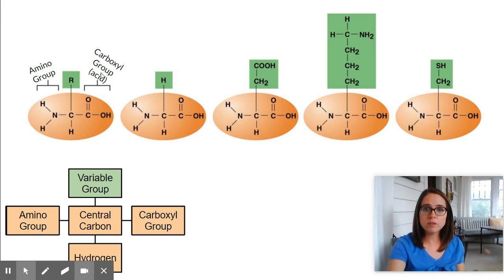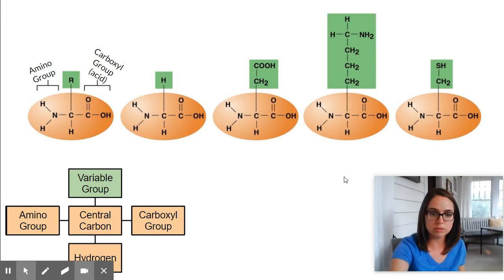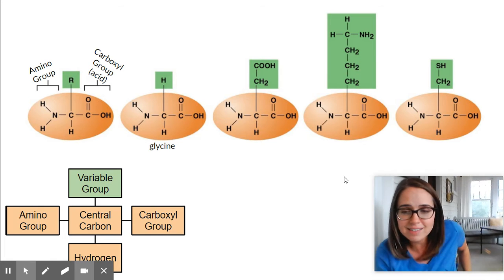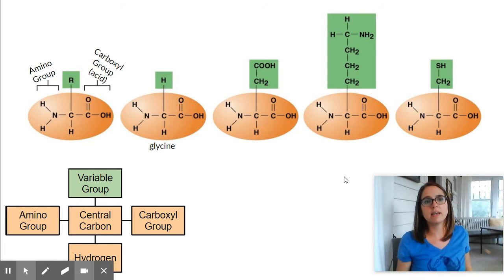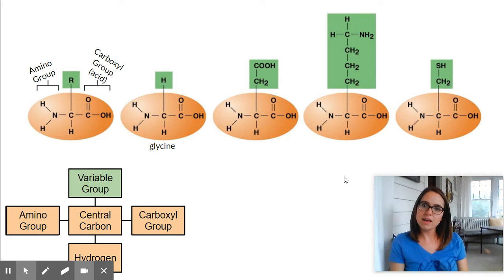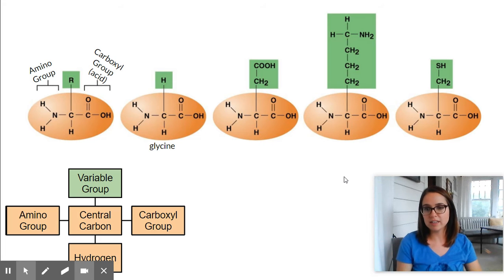Now, all of the rest of these are specific amino acids with specific names, and they have unique structures and characteristics to them. The first one is the very, very easiest one. Once you have that base memorized, the only thing that's on the next molecule is a hydrogen. Glycine only has a hydrogen as its variable group. It's the easiest one to memorize out of all of them.